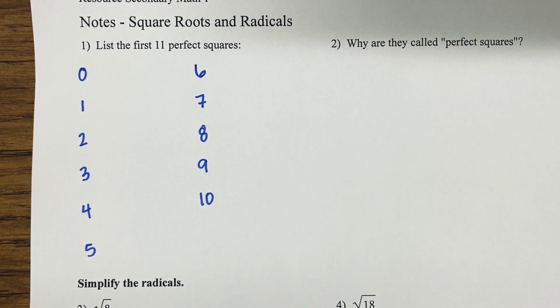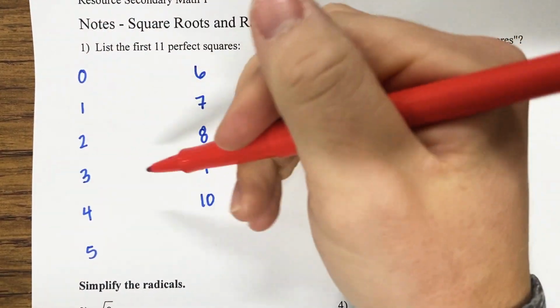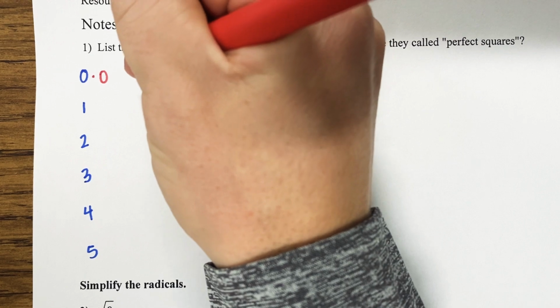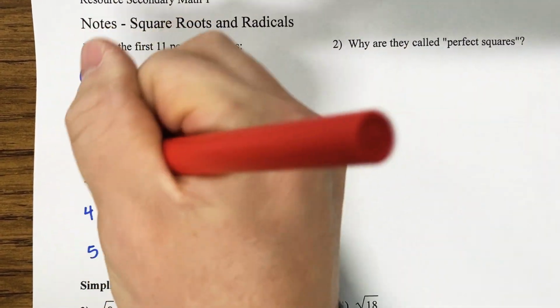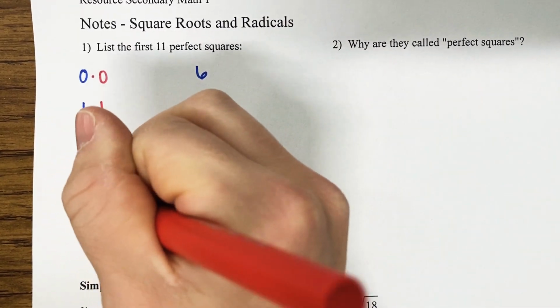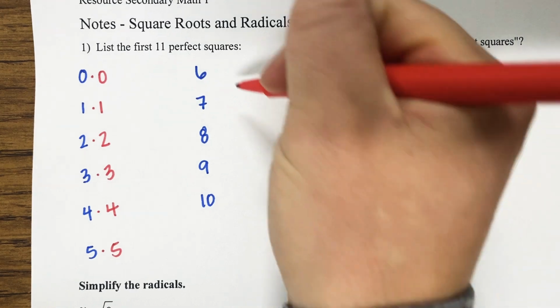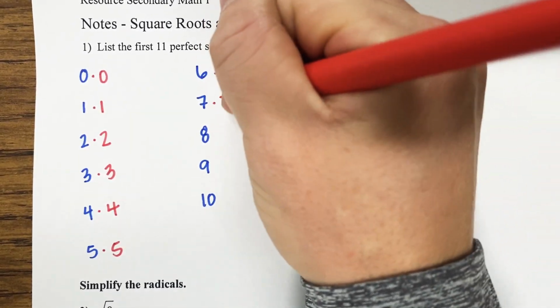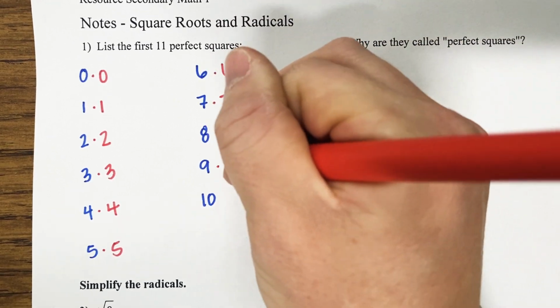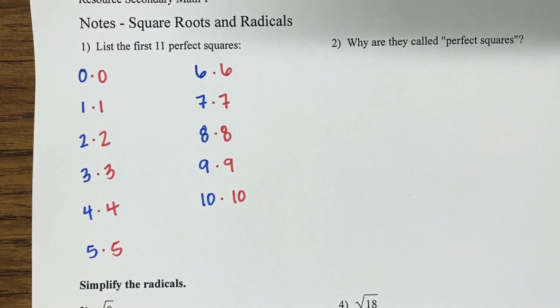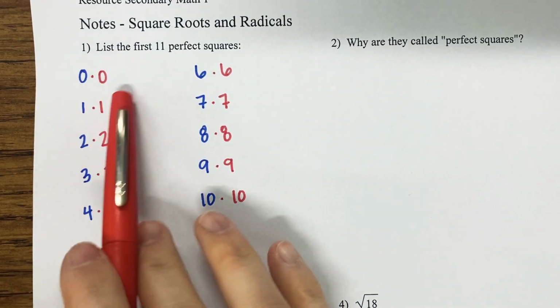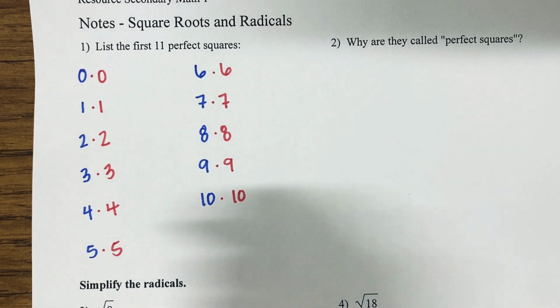Well, we need to do something before we get to the perfect squares. Making a square means that we are multiplying something by itself. So we're going to take 0 and every number and multiply it by itself. So 0 times 0, 1 times 1, 2 times 2, 3 times 3, 4 times 4, 5 times 5, 6 times 6, 7 times 7, 8 times 8, 9 times 9, and 10 times 10. We're not quite at the perfect squares yet, because now we need to decide what these actual numbers are when we multiply them by themselves.